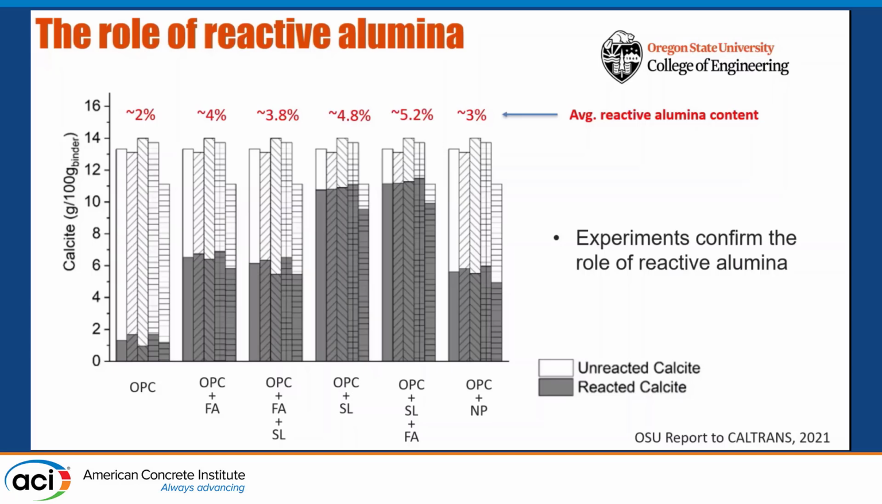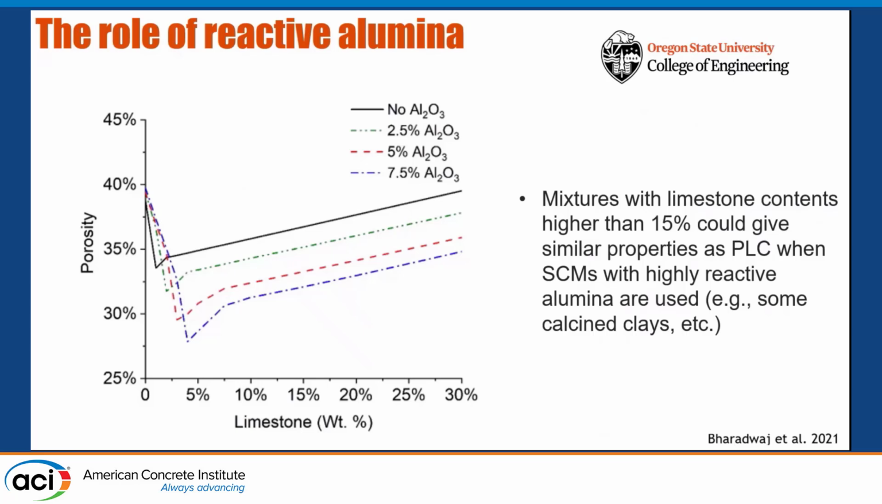So these are PLC with different systems. And these bars represent, for each one, different admixtures, so we're not going to get into that. But you can see that these dark shaded contents represent how much reactive alumina you have in these systems. The amount of reactive alumina, let's say in this case about 2%, corresponds a lot with how much calcite is consumed. So this is a proof that reactive alumina is a very important component of these systems.